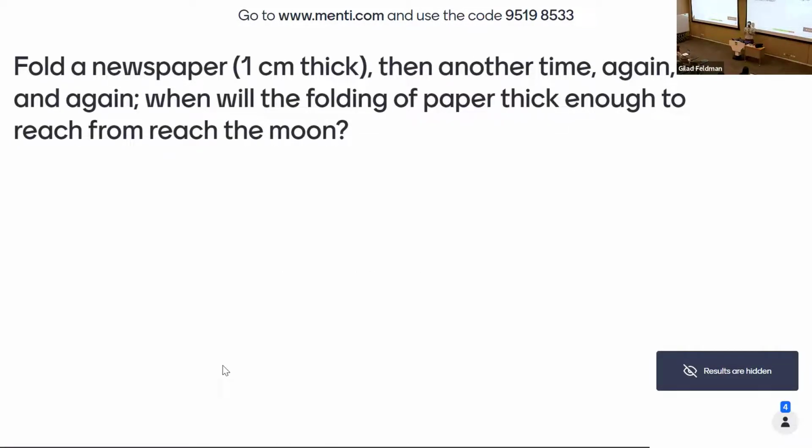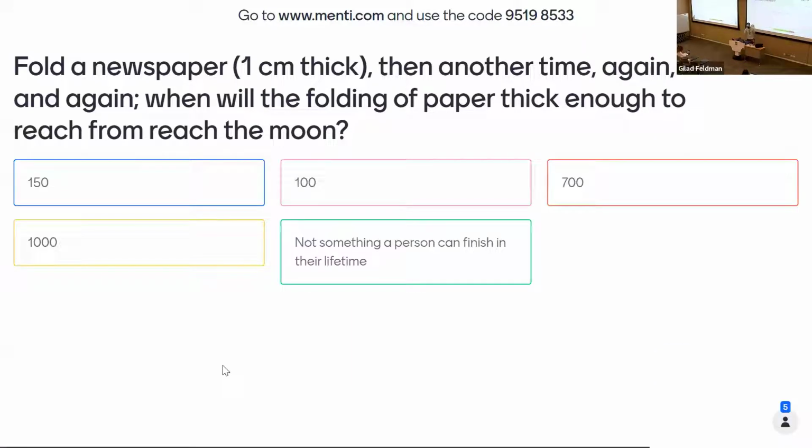Let's say that you have a newspaper, these things that we don't use anymore when we use our mobile, which is 1 centimeter thick. How about you fold the newspaper again and again and again and again? How many times do you need to fold the newspaper until you get to a thickness that will arrive at the moon? So if we look at some of your answers, we have slightly more than 40, like 150, 100, 700, 1,000, not something a person can finish in their lifetime.